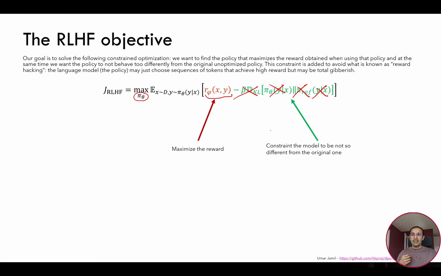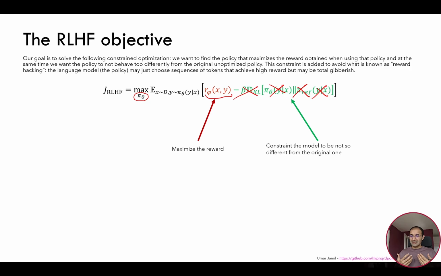Now, if we use an objective like this, that is, we only want to maximize the reward, then the language model may become greedy and just output garbage that gives it good reward. So imagine we have a reward model that rewards the language model for being polite. The language model may just start saying a list of thank you, thank you, thank you, or please, please, please, just to get high reward, because probably the words thank you and please are highly rewarded by the reward model.